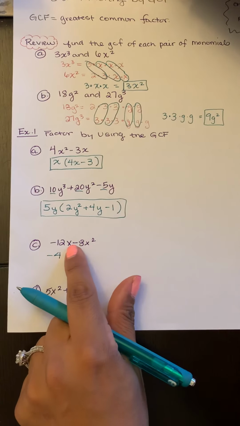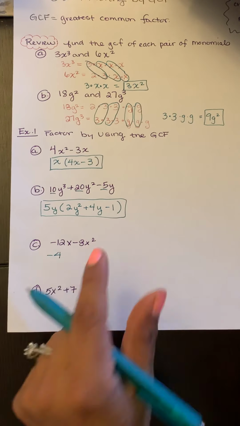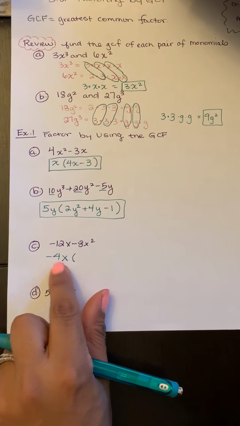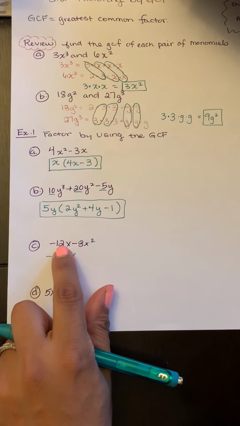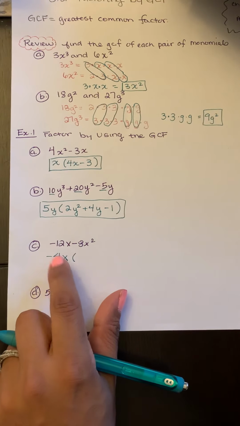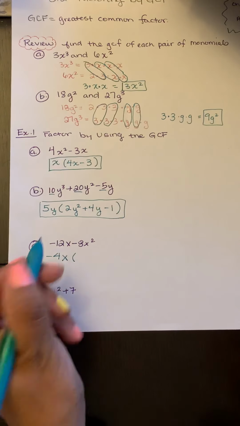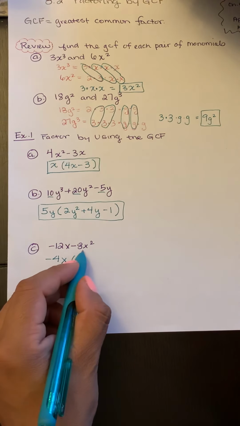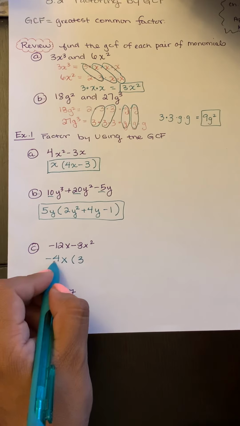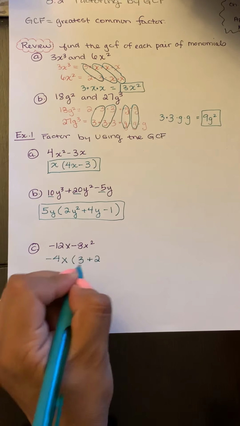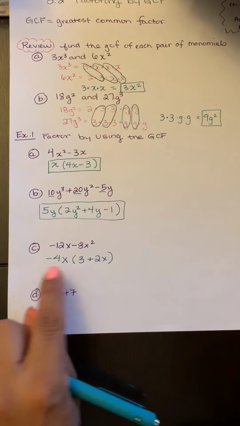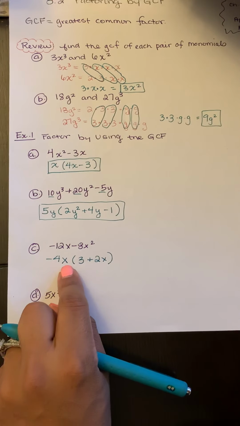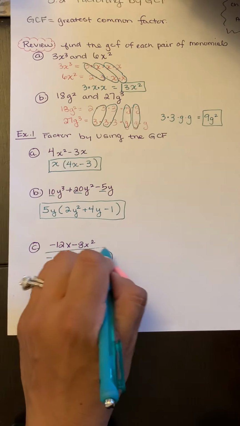And then you're going to take a look at your x's. You have 1x here and you have 2 x's here. Again, we're going to pull out 1x. Okay? All right, so ask yourself, how do I get from a negative 4x to a negative 12x? What do I need to multiply negative 4x by to make it a negative 12x? And the answer is 3. And what do I need to multiply negative 4x by to make it a negative 8x squared? Positive 2x. So negative 4 times 2 gives me negative 8, and if I multiply it by x, x times x is x squared. There you have it.